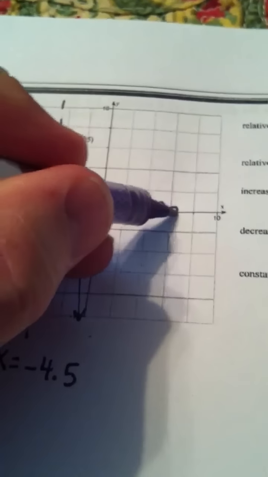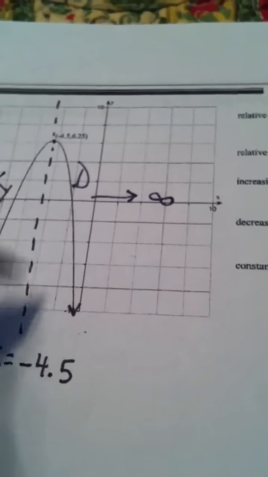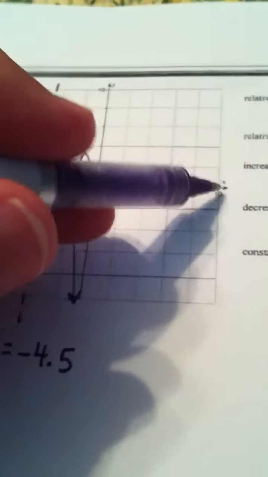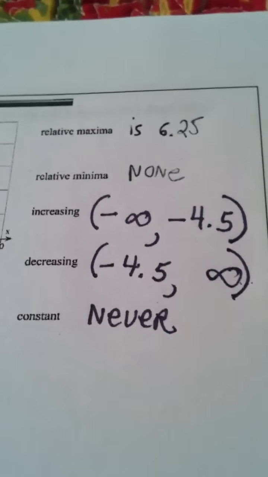Decreasing, well, my x value here is negative 4.5, and as I walk on the x-axis toward infinity, that's where my graph is dropping, okay? So remember, when I'm answering decreasing, I know the graph is going down, but I'm walking along the x-axis. That's why I'm going toward infinity, okay? The x values get bigger. So the answer for that would be from negative 4.5 to infinity, and we're done.